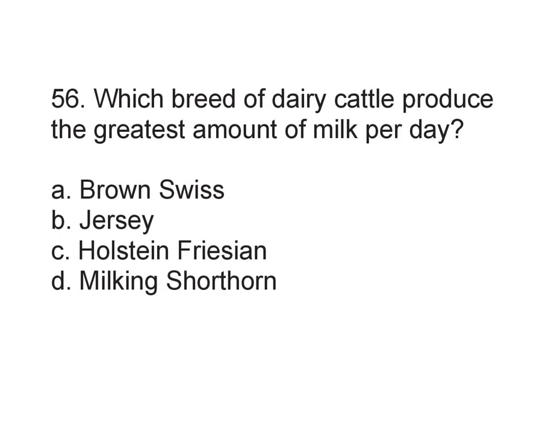Number 56. Which breed of dairy cattle produces the greatest amount of milk per day? A. Brown Swiss, B. Jersey, C. Holstein Friesian, D. Milking Shorthorn.